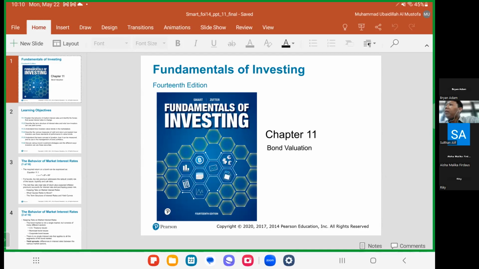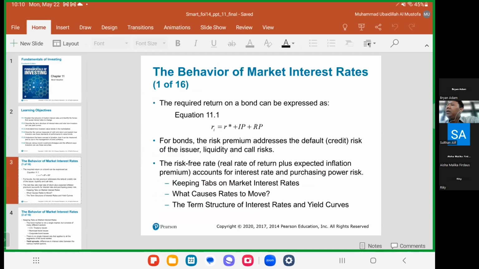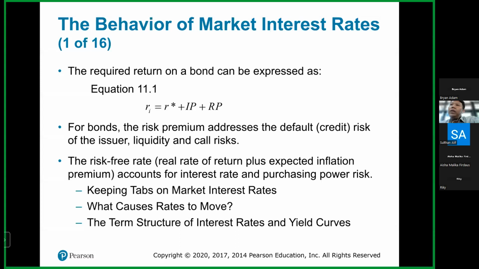Okay. So for today, we are going to learn some calculations on bonds and how we evaluate and price a bond, so that we have an idea whether a bond is mispriced, at the right price, or overpriced. By doing these calculations, hopefully it will give you an idea of bond valuations.